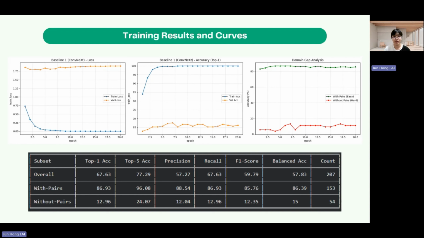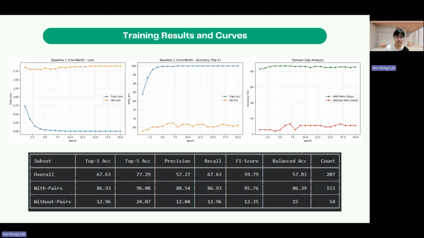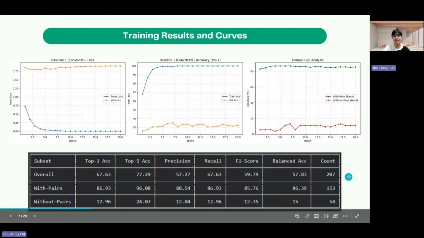From the three graphs above, you can observe that the model achieved stable convergence around epoch 10, but you can also see quite severe overfitting to the training data. This is probably because of the lack of data for each class. As for the table below, the model did quite well for images with pairs, achieving a top-1 accuracy of 86.93. However, it achieved quite bad accuracy without pairs, which is 12.96. This further proves our point that off-the-shelf models today do not perform cross-domain plant species identification well.